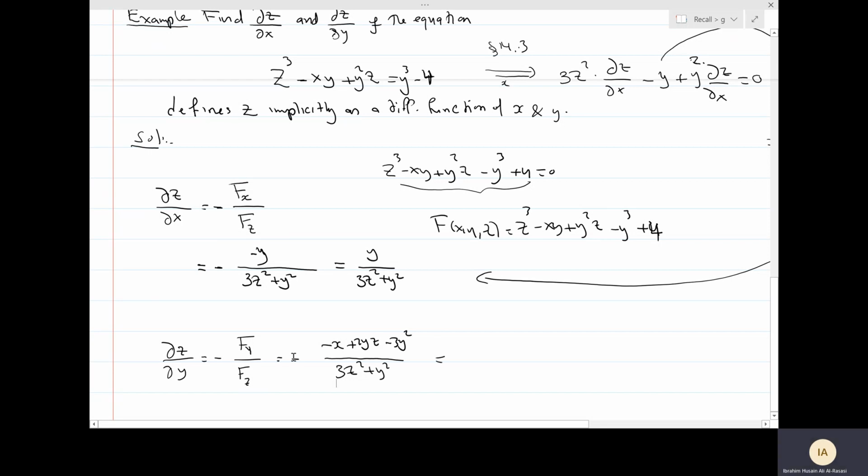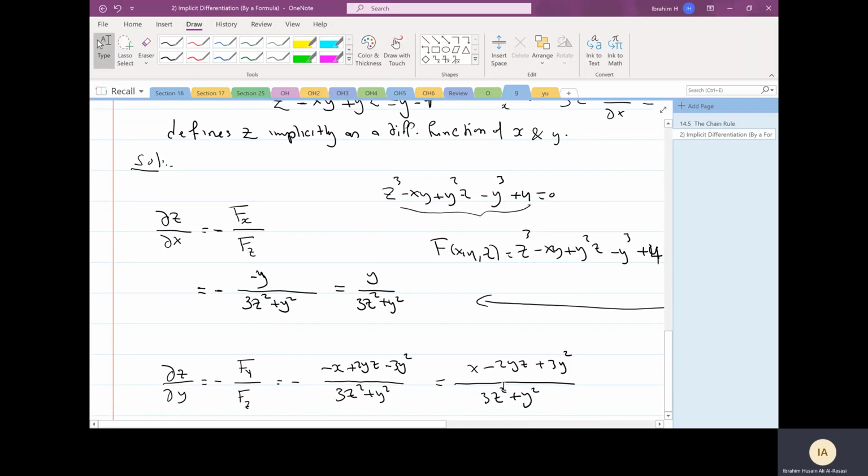I can multiply the negative into the numerator, so it will be x minus 2yz plus 3y squared over 3z squared plus y squared. So this is the partial z partial y. This is how to compute partial z partial y by a formula. Okay, this is the end of this section.